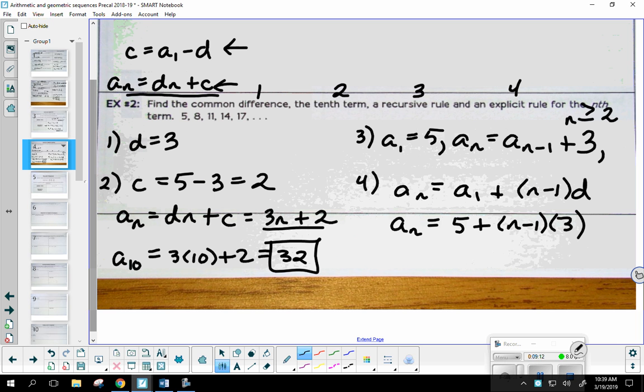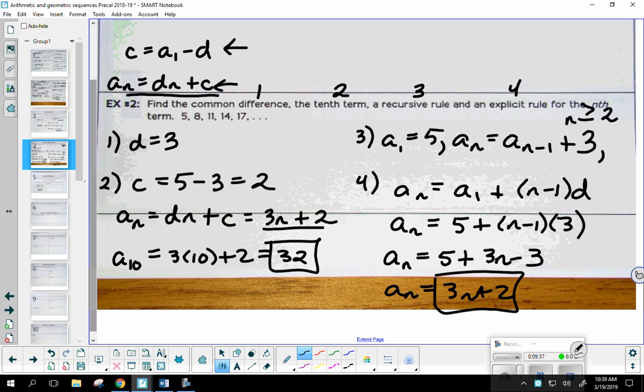Now remember, we'd actually already come up with an explicit form because of the second part. So when I simplify this, I should get the exact same thing. Somebody triple n minus 1 for me. That would be 5 plus 3n minus 3. When you add your constants, you do get 3n plus 2. That is exactly what we got just a little while ago. Anybody having a hard time? Any questions?